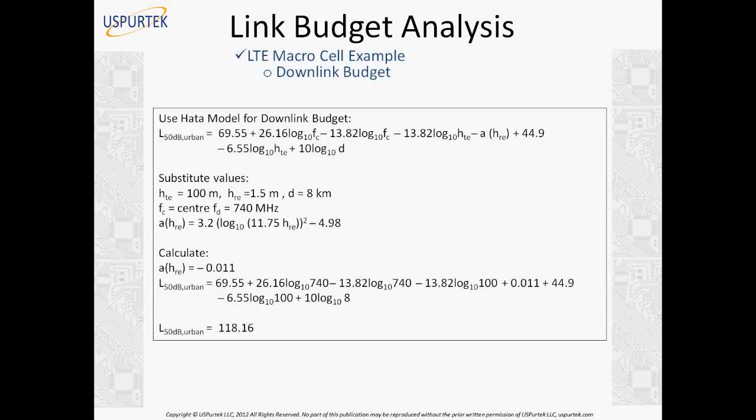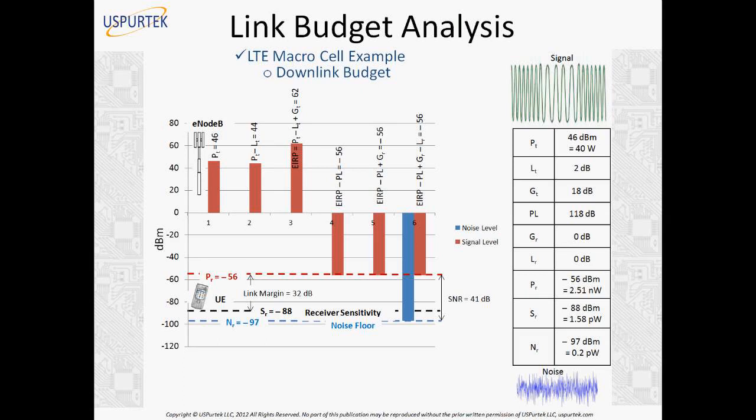Now we use the Hata model here for the downlink budget. We just use the equation that we had seen before, and input our values. We take the center frequency for the downlink and do the calculation, and our L50 comes out to be 118.16 decibels. We plot this on the bar chart, which we have seen before, and you see here the transmitter power is 46 dBm. This is in dBm. On the table here on the right, you see that 46 dBm is equivalent to 40 watts. It's a 40 watt transmitter here.